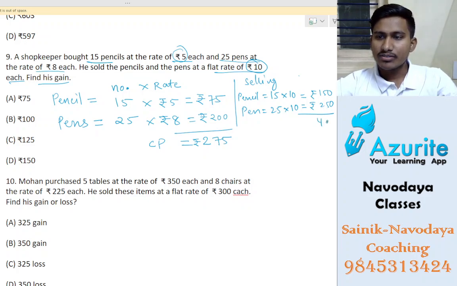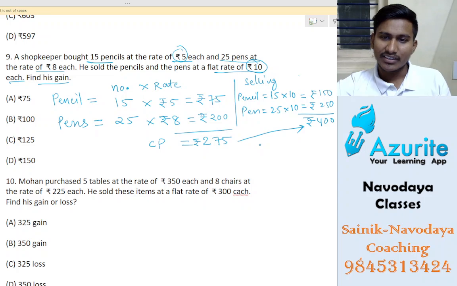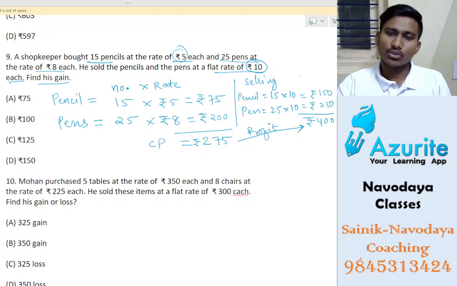400 rupees. No, 400 rupees. He is selling for 400 rupees. How much did he get it for? He got it for 275 and is selling for how much? 400. So is it profit or loss? It is profit, that is 275 and he is selling for 400.